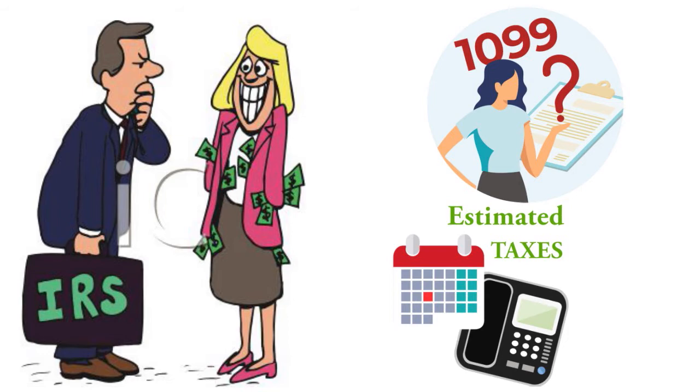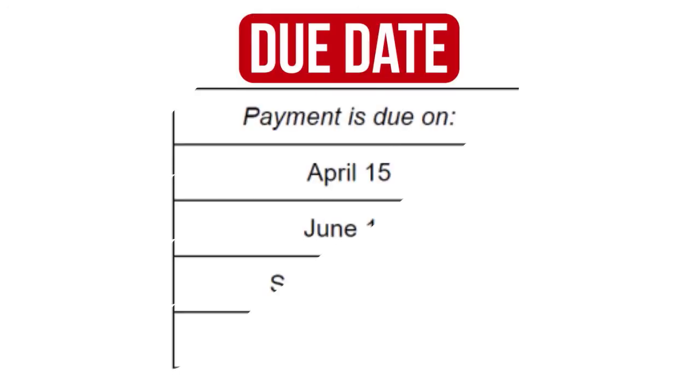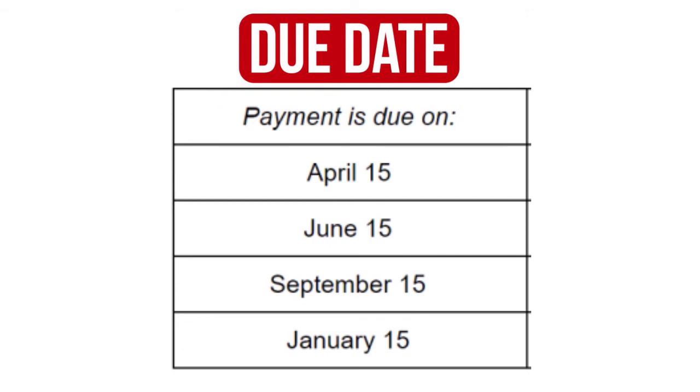And one thing I also need to say about this is that you have due dates. Estimated tax payments are due on April 15th, June 15th, September 15th, and January 15th for the last quarter of the prior year. And if any of those dates falls on a weekend or a holiday, the due date shifts to the next business day. Very important. I'll be right back right after this. Don't go anywhere.